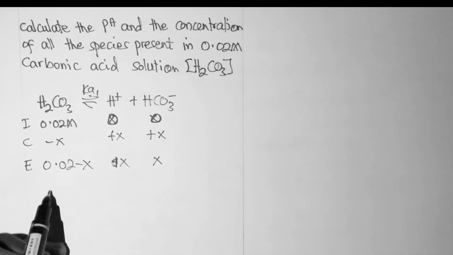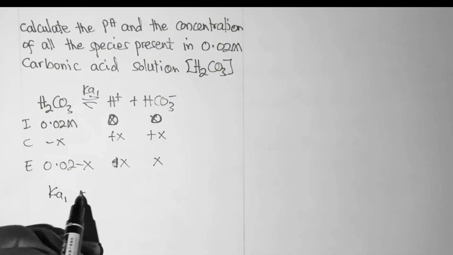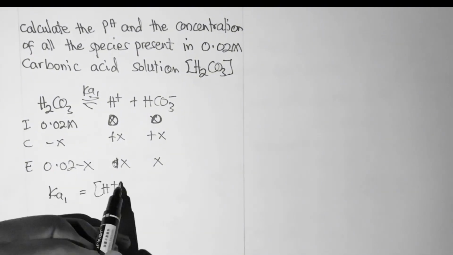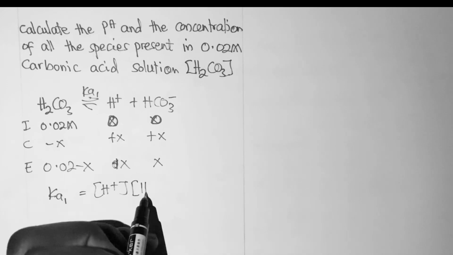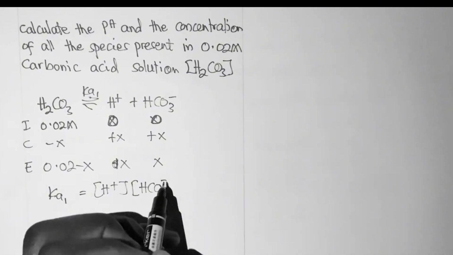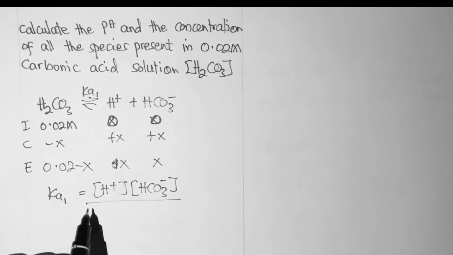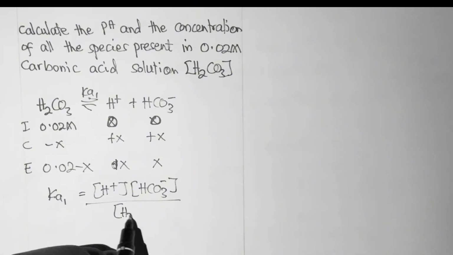So let's write the expression for Ka1. Ka1 is equal to the concentration of the H plus ions times the concentration of the hydrogen carbonate ion divided by the concentration of the H2CO3.